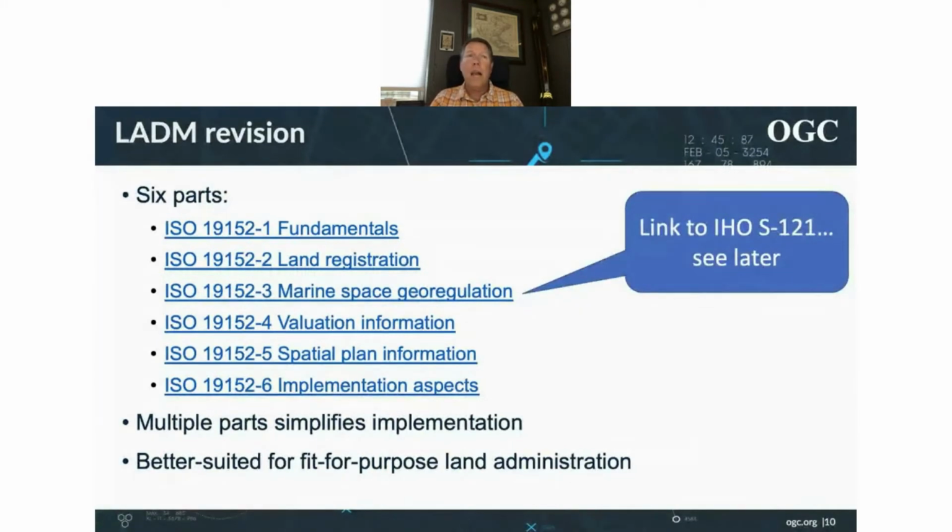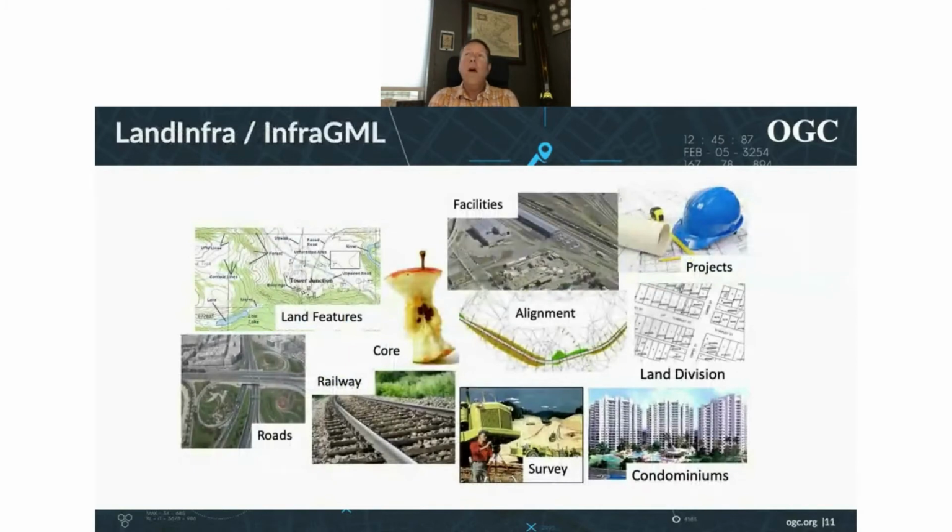I also want to highlight this 3rd part on marine space geolocation, which links to the International Hydrographic Organization standard S121, which is a standard for marine limits and boundaries, because I'm going to come back to that as an example of how we can test and prove these systems work. OGC has published a suite of standards referred to as the LandInfra GML standards, and these standards are focused on really what information is necessary to describe infrastructure.